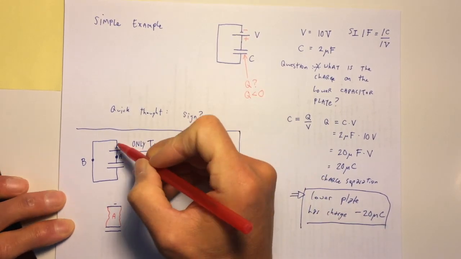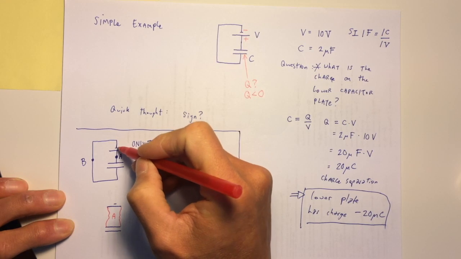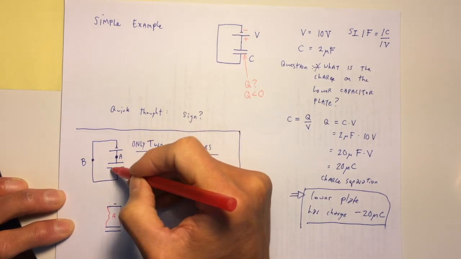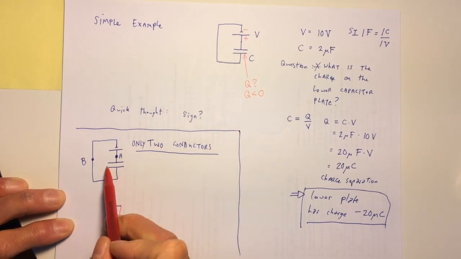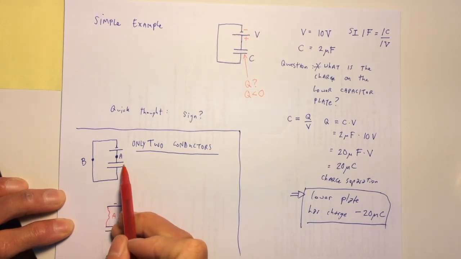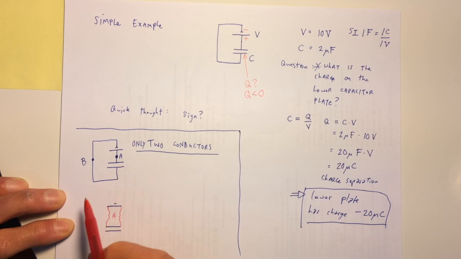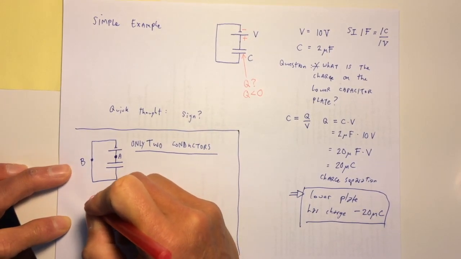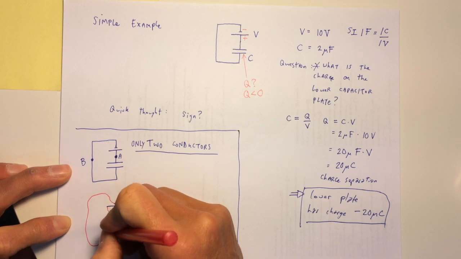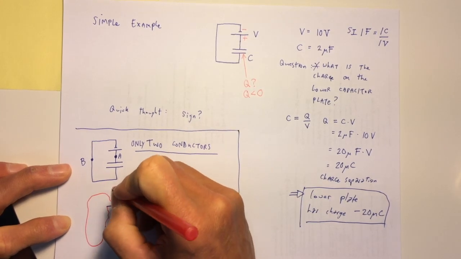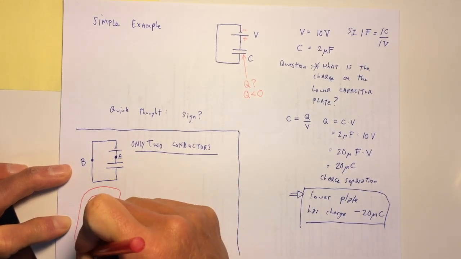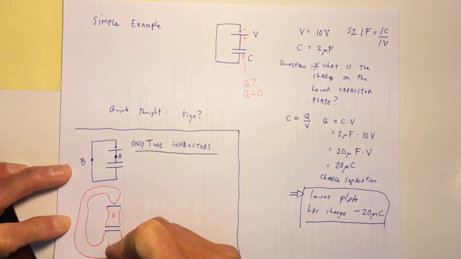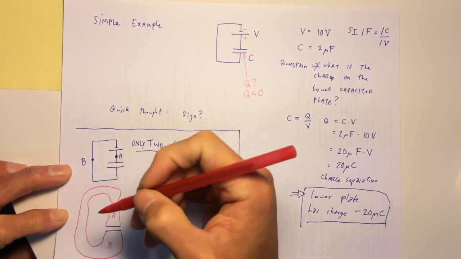And there's another lump of metal, which is from the negative terminal of the battery all the way around to the other plate of the capacitor, which is insulated or separated from the upper plate of the capacitor. So let me draw that lump of metal. Here. It's not a very clean looking diagram, but this is all the conductor B.